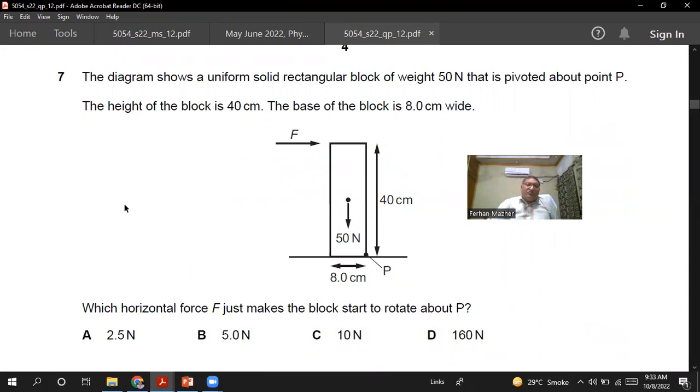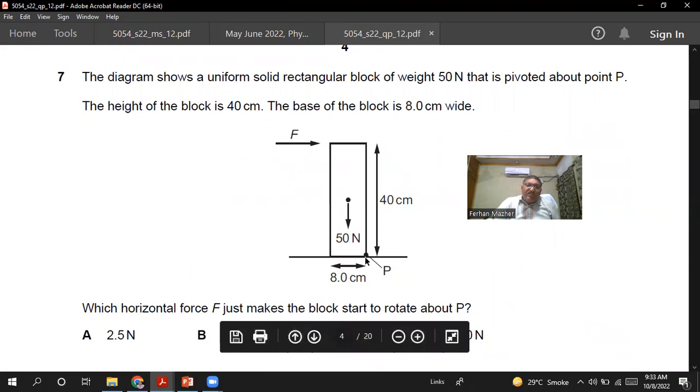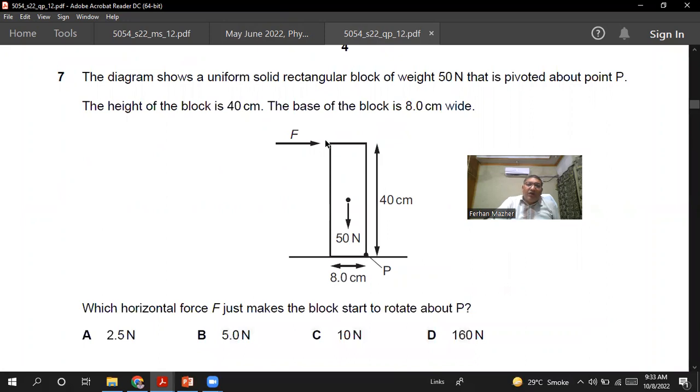Okay, so try to understand about this corner, this vertex, this point. The block will rotate about it and this force will try to rotate it. So this is the pivot. Here is the center of gravity of that block and its weight is acting along this line. So the perpendicular distance between the line of action of the weight and this pivot will be half of the 8 centimeter, and that will be 4 centimeter. And this weight is trying to produce an anti-clockwise turning effect.